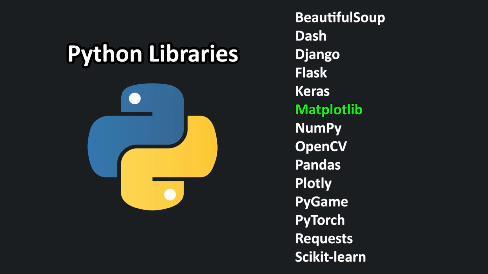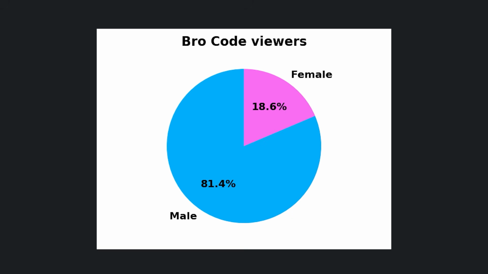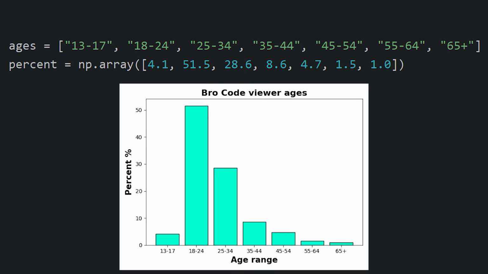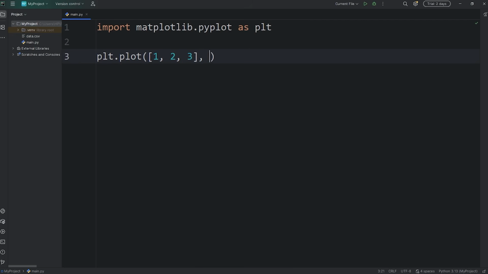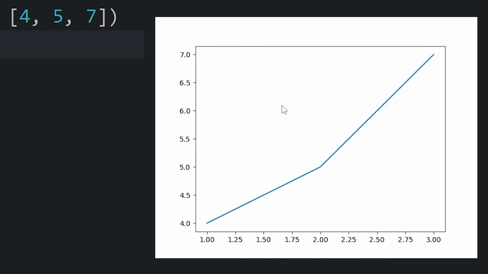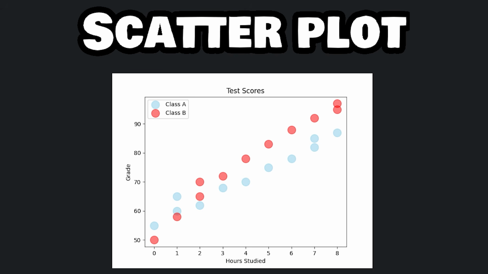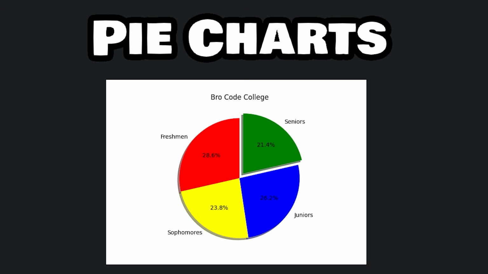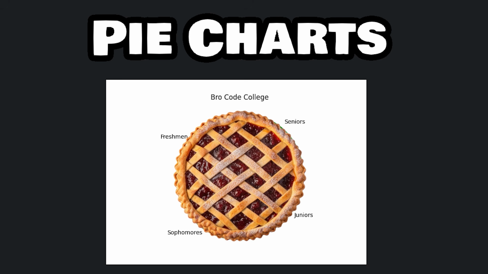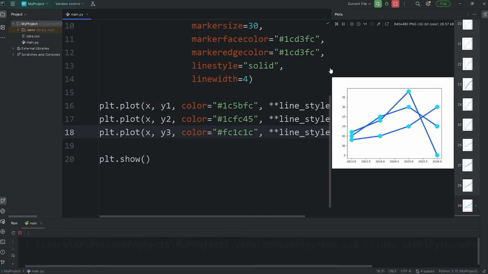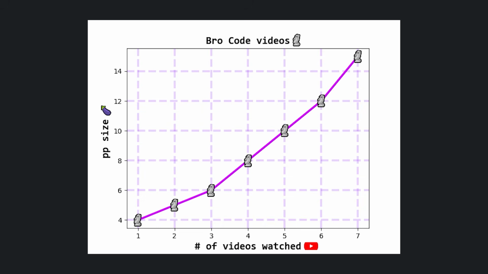Matplotlib is a Python library for creating charts and graphs. You can take plain numbers and turn them into visuals you can actually understand. With just a couple lines of code, you can make your first graph. Boom! Instant line graph. You can create line charts, bar charts, scatter plots, histograms, and my favorite, pie charts. Because I like pie. You can customize the appearance of what your charts look like too. Here I went a little crazy with the customization, but I think you get the idea.